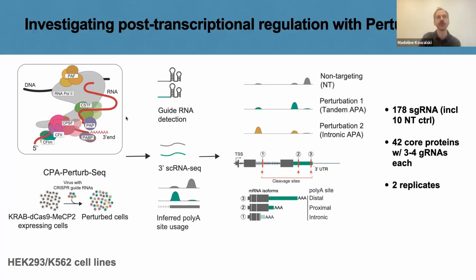And we targeted each of these genes with 3 to 4 different guide RNAs. And in total, we had a pool of about 178 guide RNAs. And we did this in 2 replicates and also in 2 different cell lines in order to get a robust understanding of our observations.